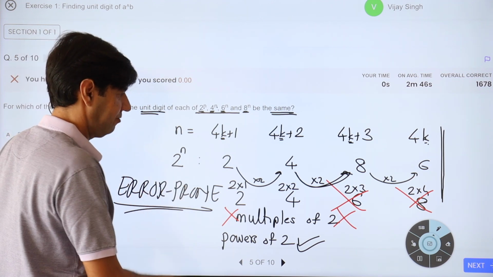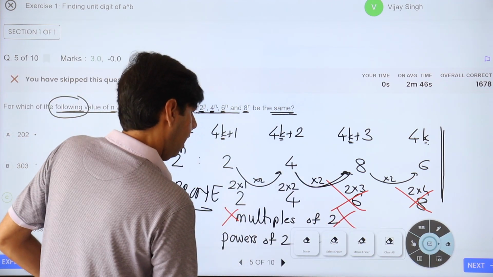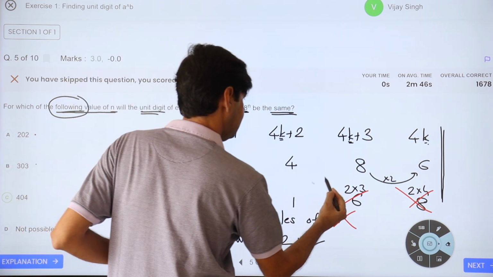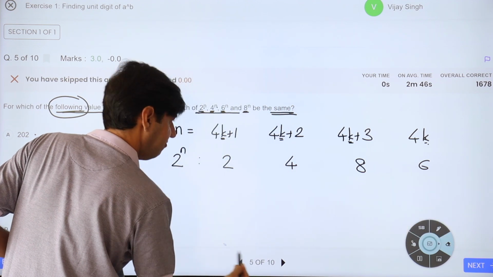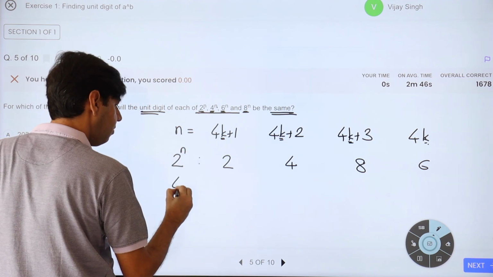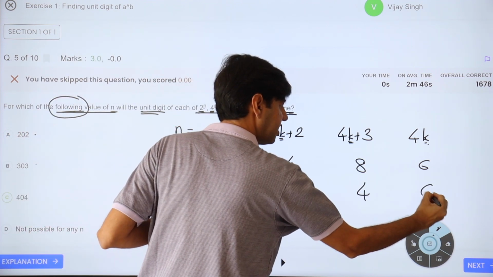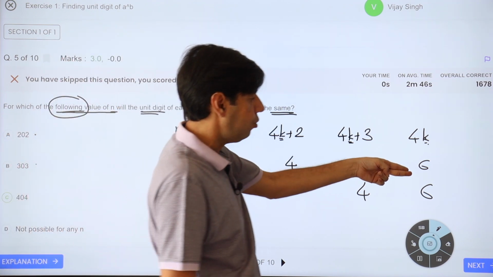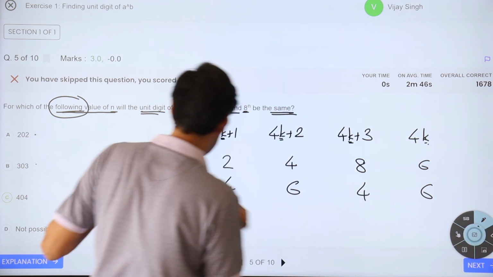So I'll have to erase this. Let me erase all this up. So the 2 raised to n will end with either one of these, and the 4 raised to n will end with a 4 or a 6. When will both be the same? Both are the same only over here. So you should be able to manage and see the answer.